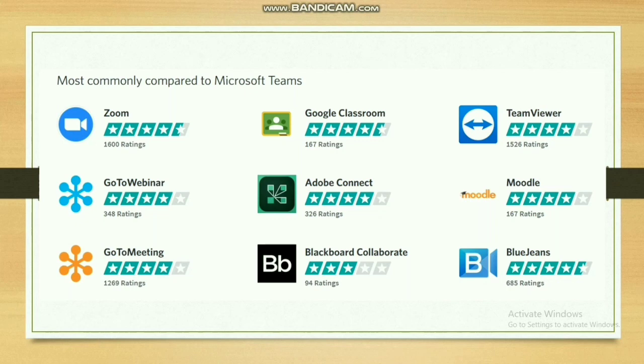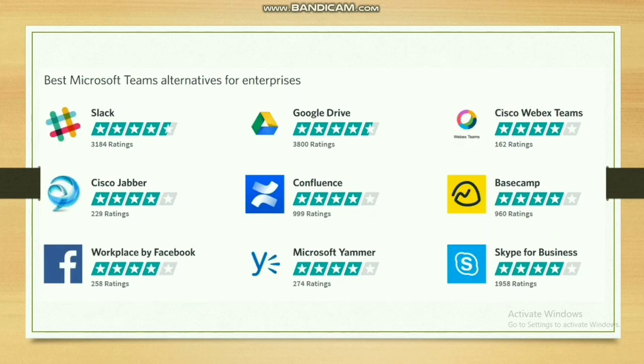And now there is software which is being used professionally by business enterprises. Look here, Slack is there, and this may be a bit more costly. Slack has a rating of 3184, while Google Drive has 3800, but Google Drive is majorly used for storing applications and data in the cloud. We have studied cloud computing, and Confluence is there.